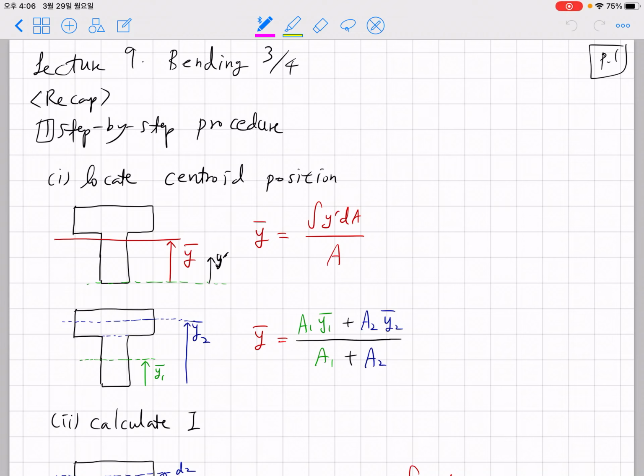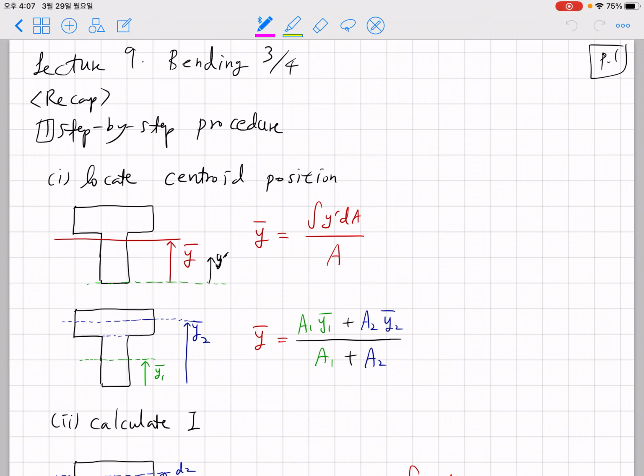Hi everyone. In lecture 9, we'll continue our discussion on bending loading and bending deformation. Before talking about new concepts, as always, let's review the concepts we covered in the previous lecture. In the previous lecture, first we discussed how to solve the bending problem having relatively complex cross-sectional shape.